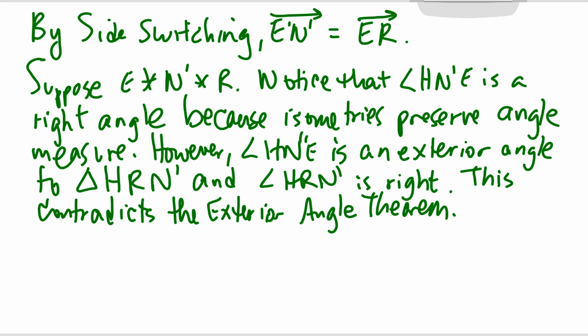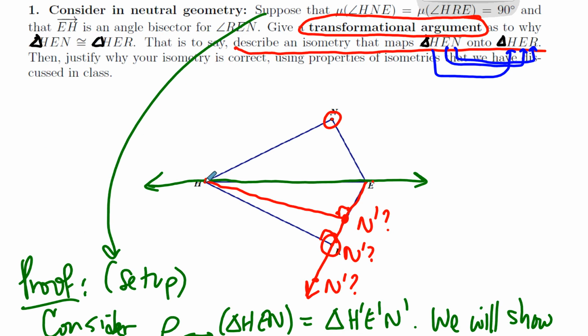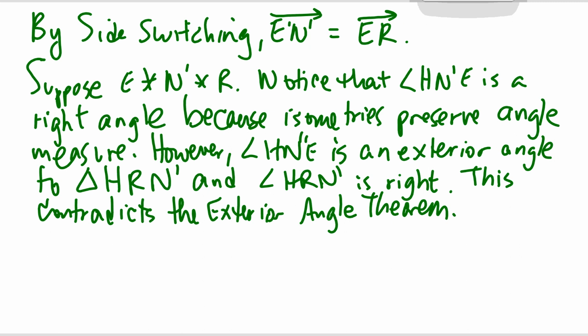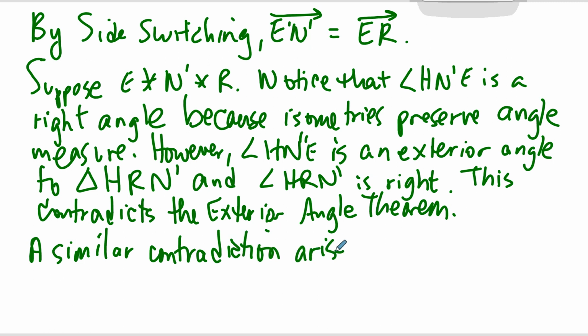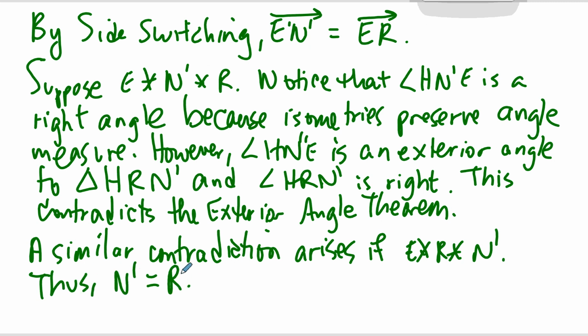Well, what goes wrong in the other case? In the other case, you have a right angle here, and then angle HRE is an exterior angle of triangle NH prime R, and this also violates the exterior angle theorem. So, a similar contradiction arises if R is between E and N prime. Thus, N prime is R.